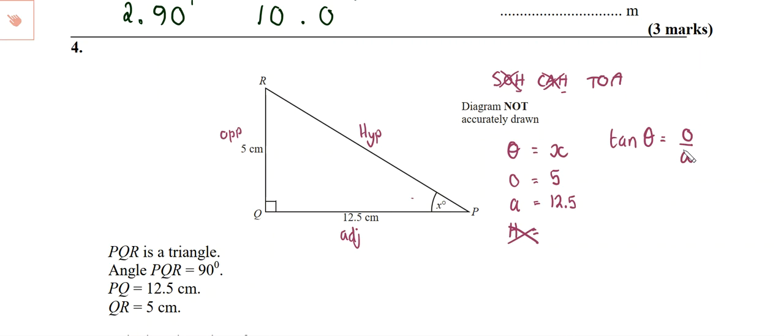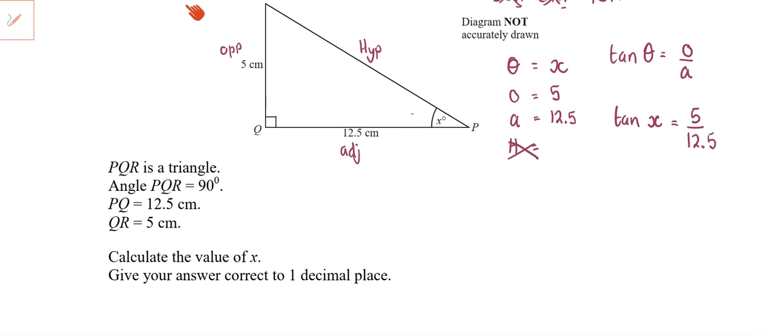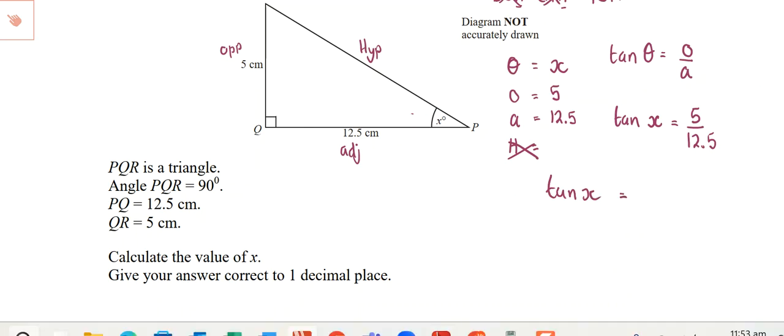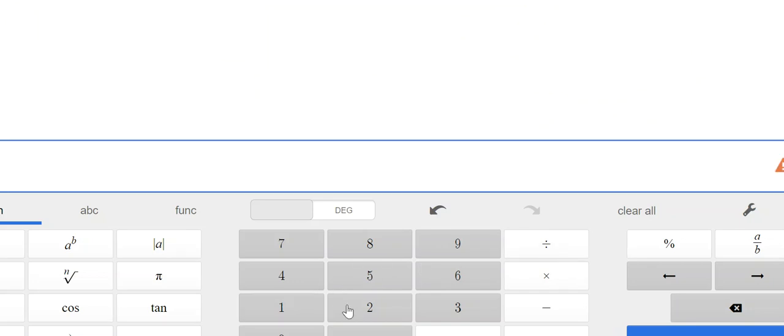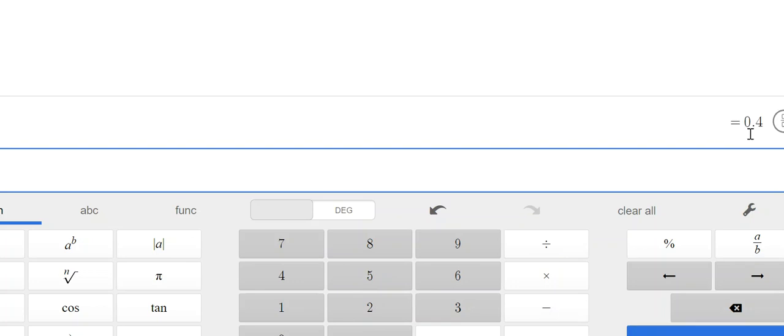So let's put the values in. So tangent of x is equal to 5 divided by 12.5. Yeah, we could convert that, that's not a problem. So the tangent of x is equal to, so remember, let's use our calculator, 5 divided by 12.5, enter, I get 0.4.